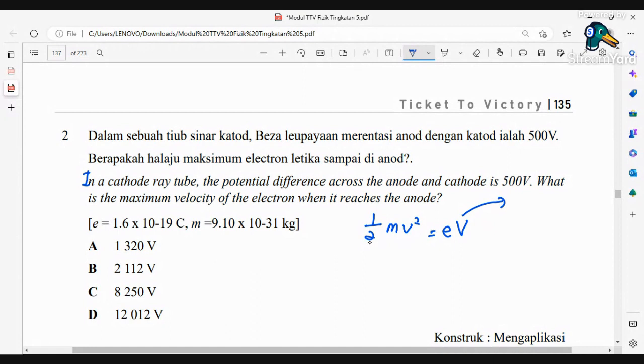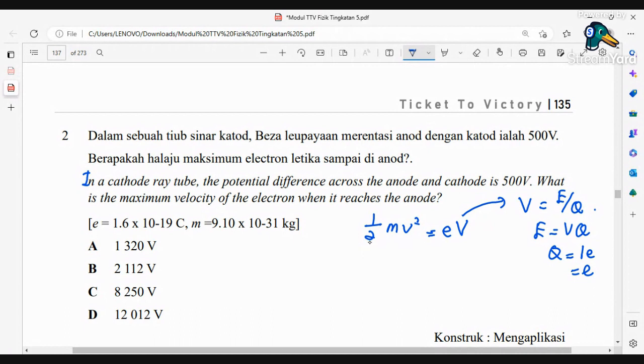Okay, where does this come from? From the formula or definition of potential difference, which is E divided by Q. So from here you get E equals VQ. For this one, we just discuss one electron, thus Q equals the charge of one electron, which is e. That's why here it becomes eV. Actually it is QV. One electron is enough to represent the whole beam of electrons.